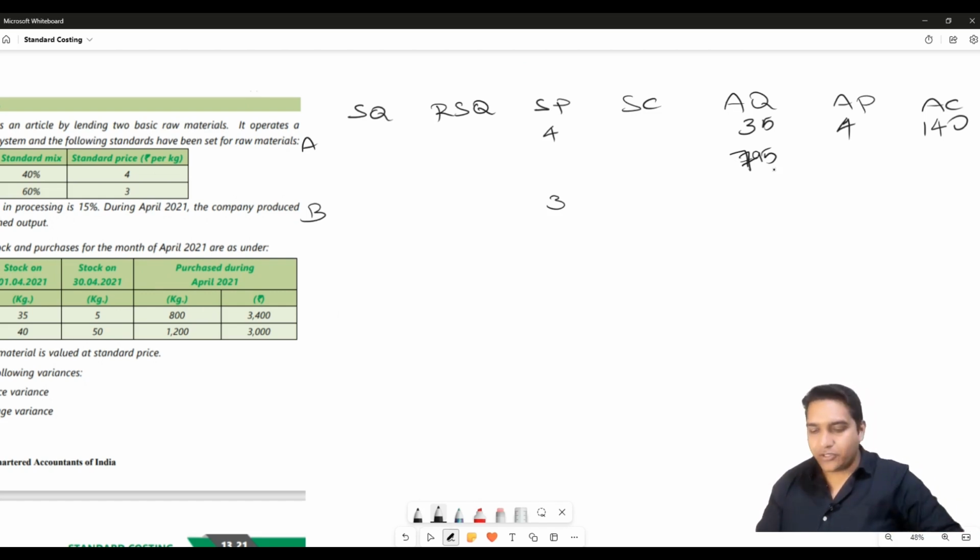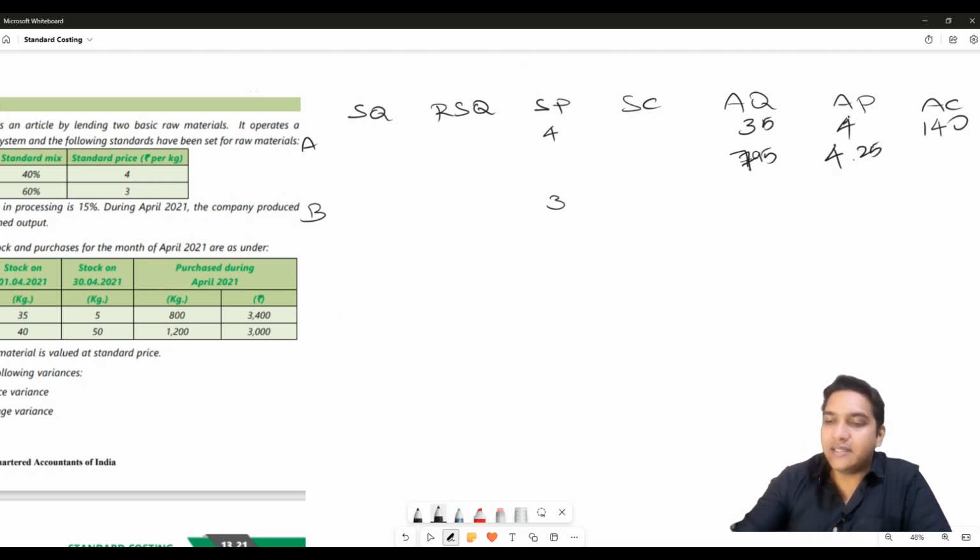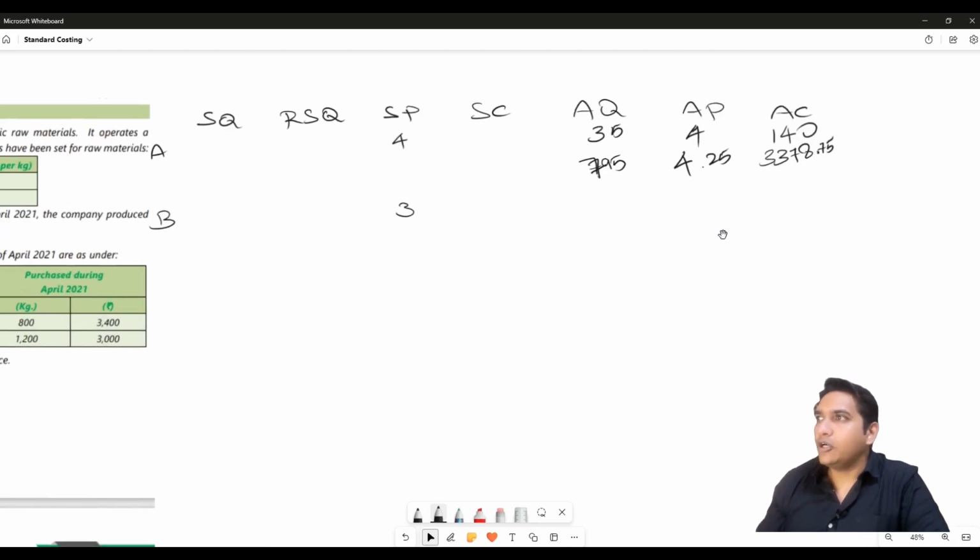Now in this, what will be the actual price? If you look at the problem, they say 800 kgs I have bought at 3,400. So my cost per kg would be how much? My cost per kg would be 4.25. So this is 4.25 into 795, we get 3,378.75. That becomes my actual cost.